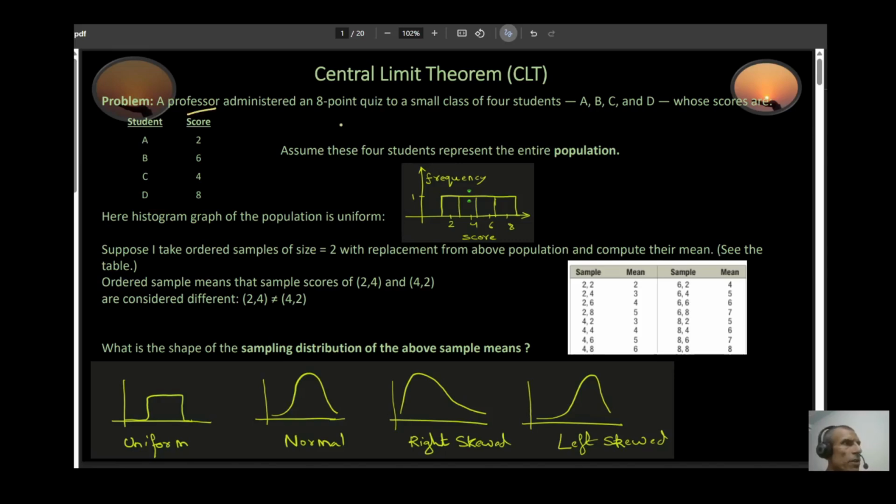Suppose a professor administers an 8-point quiz to a small class of 4 students. Let's say their names are A, B, C, D, and these are their scores. A scored 2, B scored 6, C scored 4, and D scored 8.